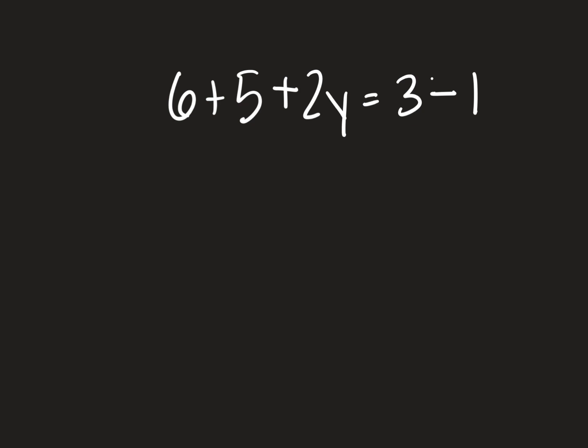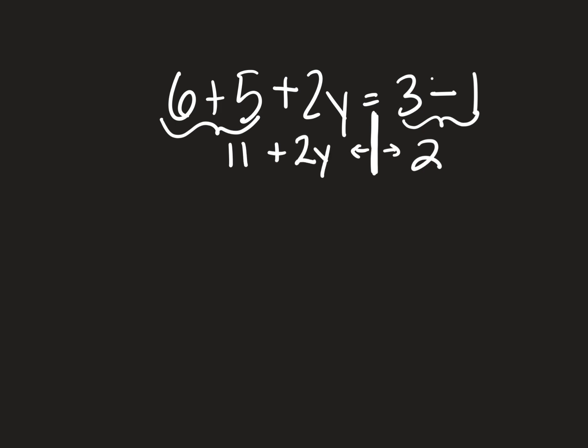In this example, there aren't any parentheses, so we can go straight to combining like terms. We're looking on the same side of the equal sign to see if there's anything we can combine. So on the right side here, I have 3 minus 1, which is equal to 2. On the left side, we have 6 plus 5, which is equal to 11. We can't combine anything with the 2y because there are no other coefficients that are with the variable y.